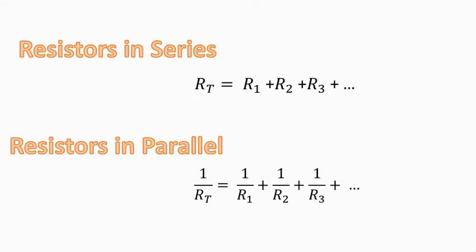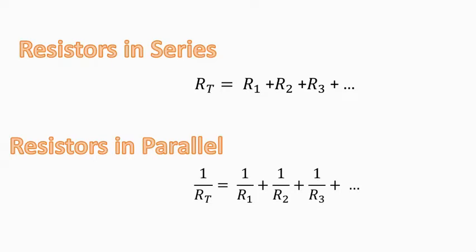Today we're talking about total resistance. Remember, resistance is a measure of how much a part of a circuit pushes back against the current. If something has very low resistance, then a lot of current can flow through that area. But if there is a lot of resistance, then only a little bit of current can flow.